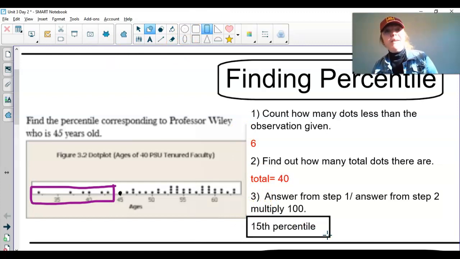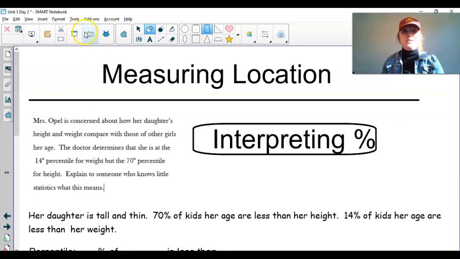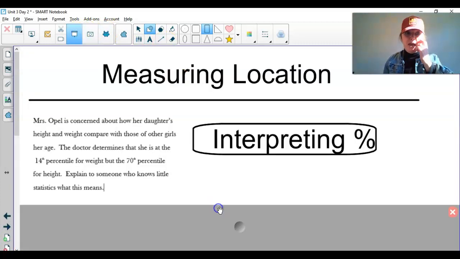The next thing is we want to know, what does it mean to be in a certain percentile? So we want to be able to interpret a percentile. I have another problem here we can look at, okay? Mrs. Opal is concerned about how her daughter's height and weight compare with those of other girls her age. The doctor determines that she is at the 14th percentile for weight, but the 70th percentile for height. Explain to someone who knows little about statistics what that means.